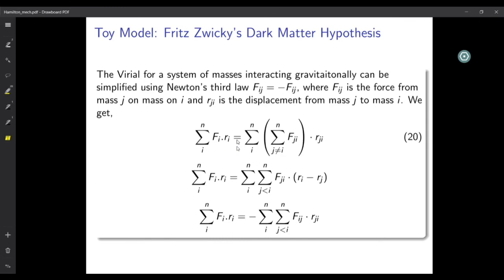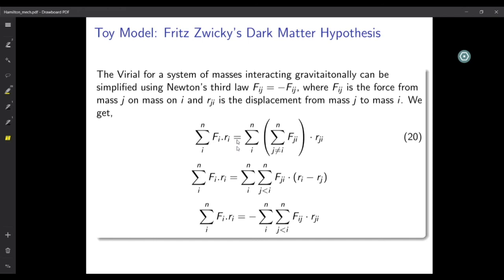So if we take the virial of a system, Fi dot Ri, which is the virial, is nothing but the sum over i and j of Fji dot rji. And here, a small assumption that we're making is that we are using Newton's third law, that Fij equals negative Fji. Let me just check. Yes, it's ji, which is just Newton's third law. So then we are just using that.